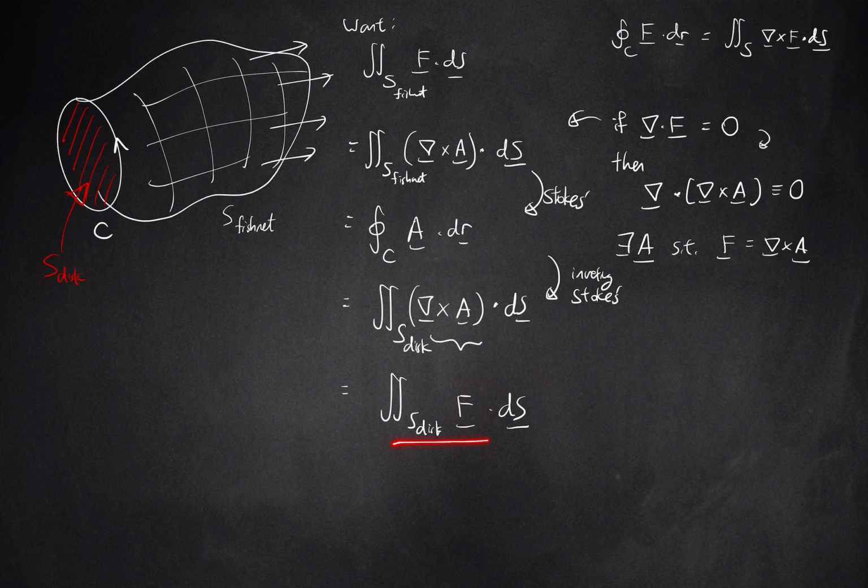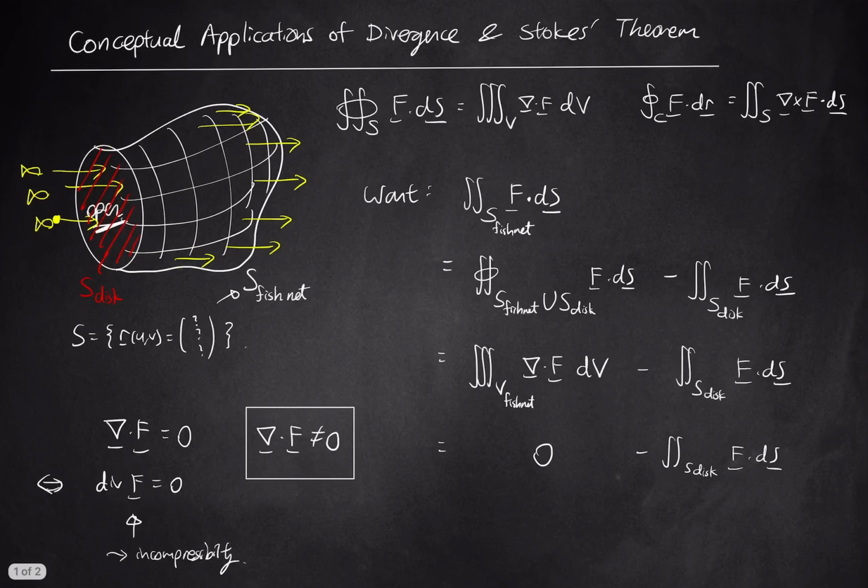Of course, this is the same result as what we had with the divergence theorem. You see that the fishnet is equal to the negative of that. In case you're wondering why there's a negative, that's because of how we define the dS.